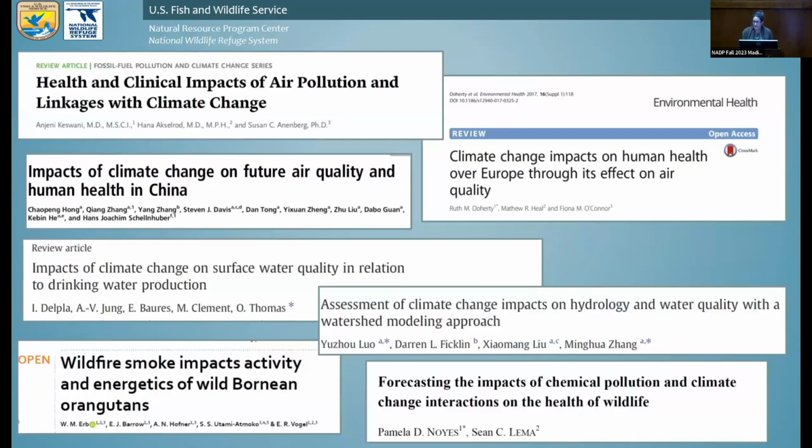And so a lot of the past research related to climate change and air or water quality is focused on humans or ecosystem services. This is starting to change. You can find more recent papers specifically talking about fish and wildlife, especially as we're seeing this increase in wildfires. But there's still not a lot of information out there specifically looking at fish and wildlife.